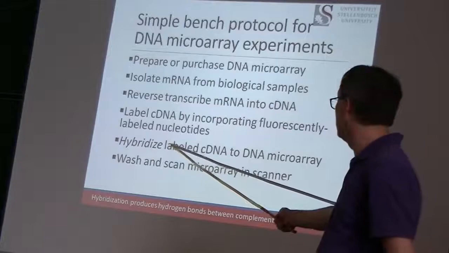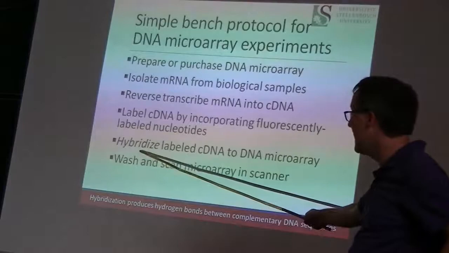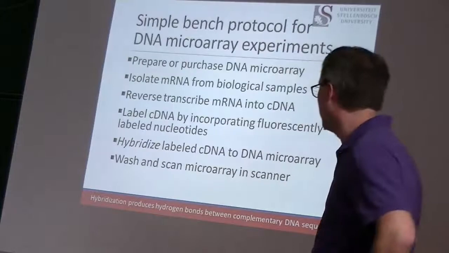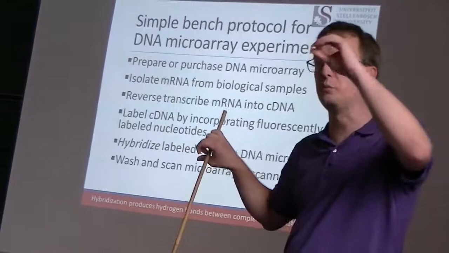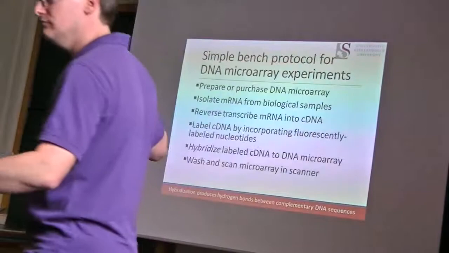Or maybe I used biotin, or maybe I used whatever. You know, there are lots of ways that you can make a bit of DNA light up. I then hybridize the labeled cDNA to my DNA microarray. Hybridization works by what kind of bond? Hydrogen bond. Very good. It's right down here. So we can then wash to remove bits of DNA that didn't stick very specifically and scan the microarray looking for these little patches of light to quantify how much of my sample's cDNA annealed to the probes of the microarray. It's all pretty quick, isn't it?